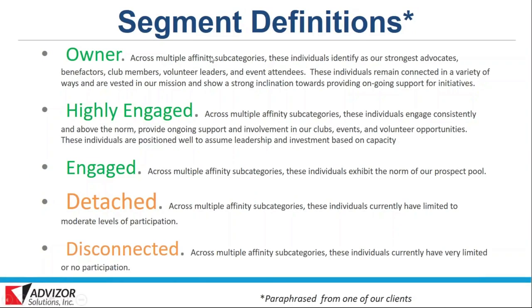So an owner, across multiple affinity subcategories, they identify as our strongest advocates, benefactors, club members, volunteer leaders, event attendees. They remain connected in a variety of ways, vested in our mission, and show a strong inclination toward ongoing support, and so forth. In healthcare, this is going to be people who themselves or a family member have had an experience in the hospital, if we're on the patient side, that is reinforcing. The outcome may vary, but it's been something where they've connected with the providers. They've been handled well. There are certain areas that are more intense and create outcomes or benefits that are really respected. We'll get into some of this, but the area matters.